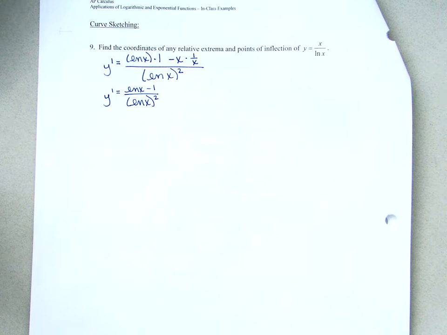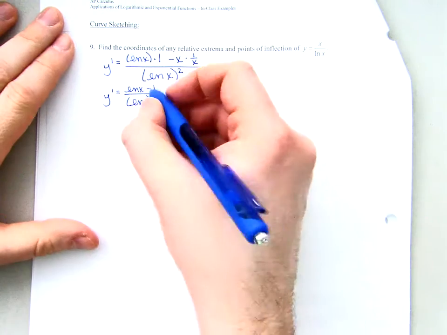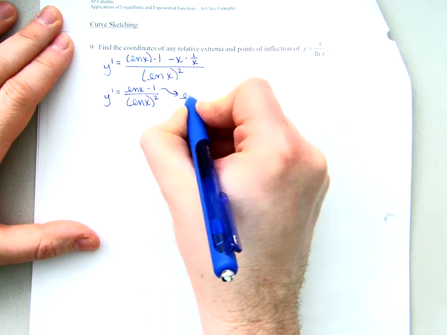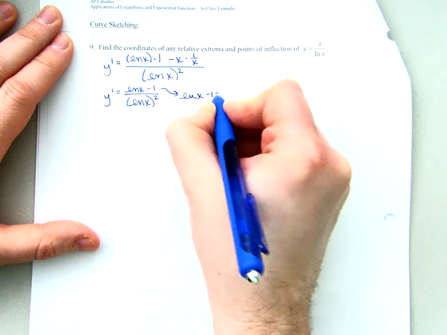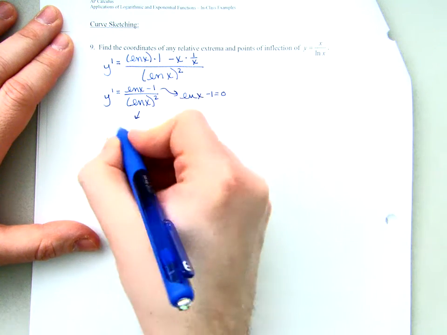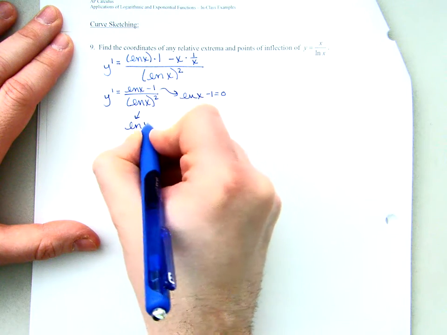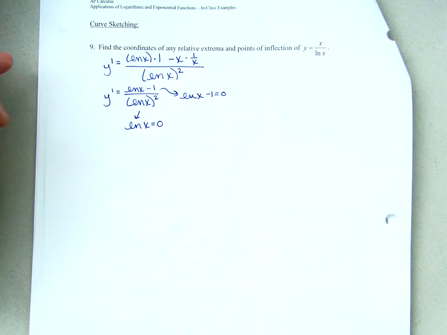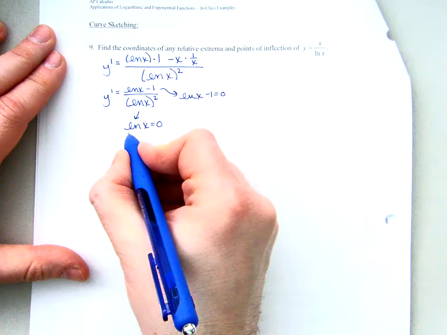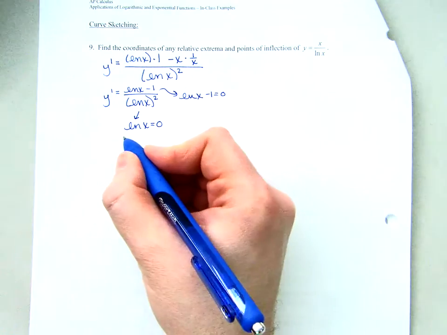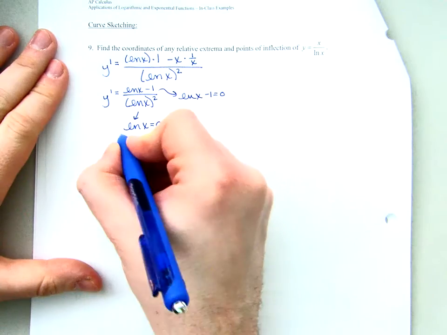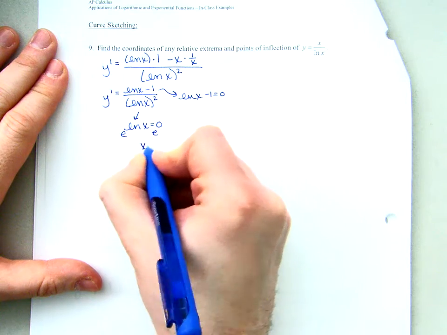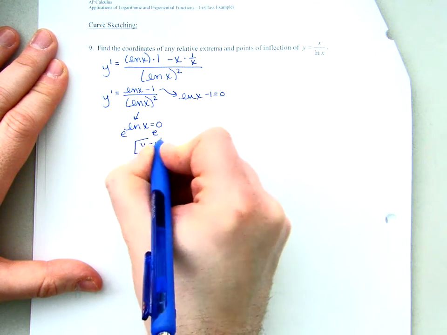Where the derivative equals 0, that's half of it. Or is undefined. So we set the numerator equal to 0, and we'll set the denominator equal to 0. Well, that's going to give us the natural log of x minus 1 equals 0. And that's going to give us, I can ignore the square and just say the natural log of x equals 0. To solve an equation like this is what you did in that reading that night. We'll do e raised to both sides. We're going to get x equals 1.